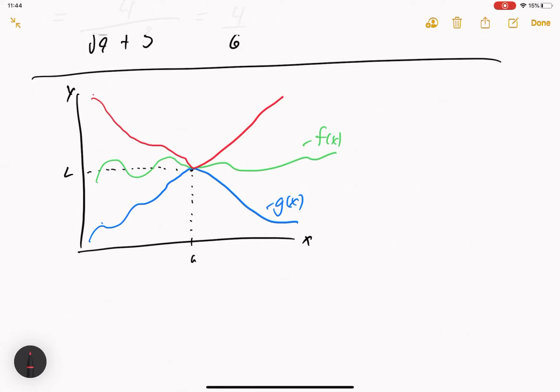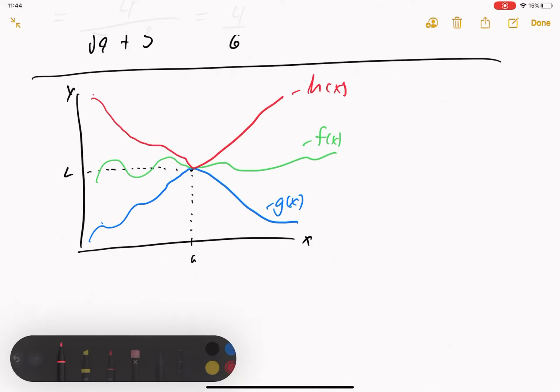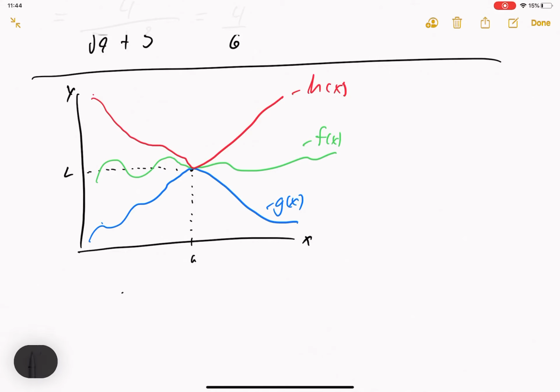And call this function h of x. So it's not necessarily clear from the graph. What we have is this chain of equalities: g of x is going to be less than or equal to f of x, which is going to be less than or equal to h of x. In this case, we want to try to find the limit as x goes to a.